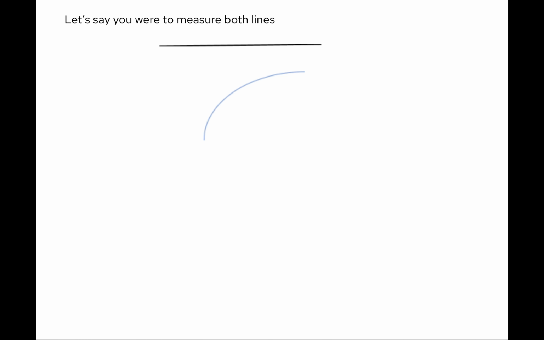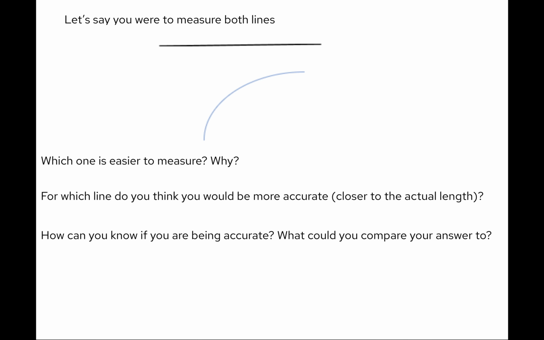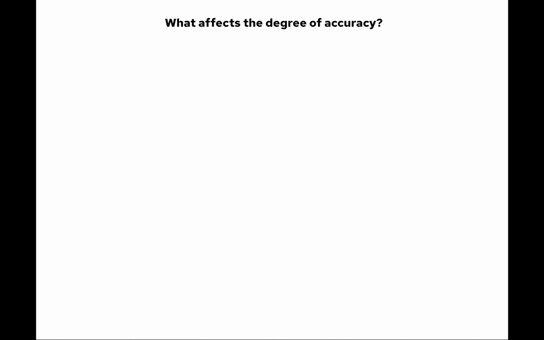Now let's say that you're going to measure both of these lines. Which one would be easier for you to measure and why? For which line do you think you would be more accurate? In other words, closer to the actual length. And how can you know if you are being accurate? What could you compare your answer to? How accurate were you if you tried to measure these? Think about these two things. What measuring tool you used, and also what units of measurement you would use. Let's explore these in the rest of this video.